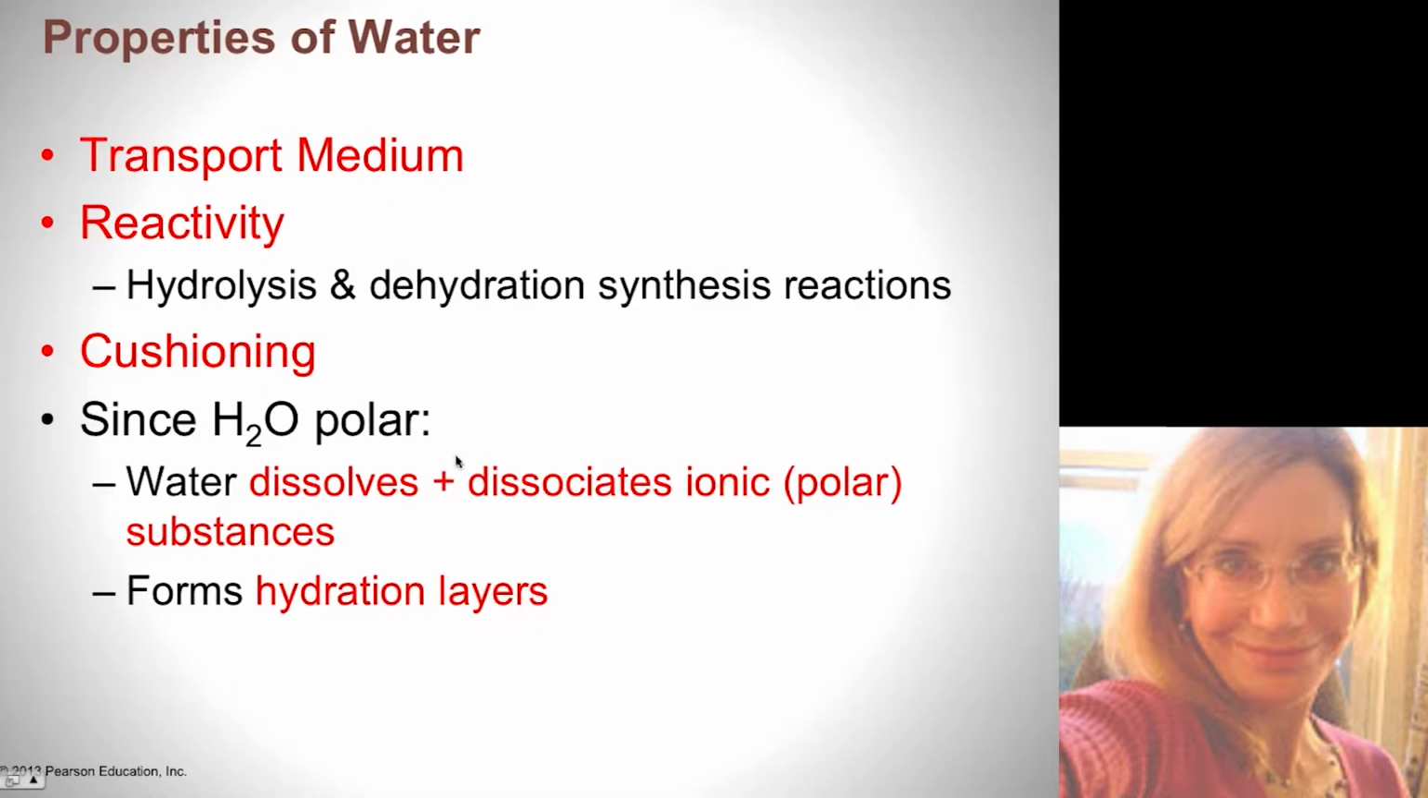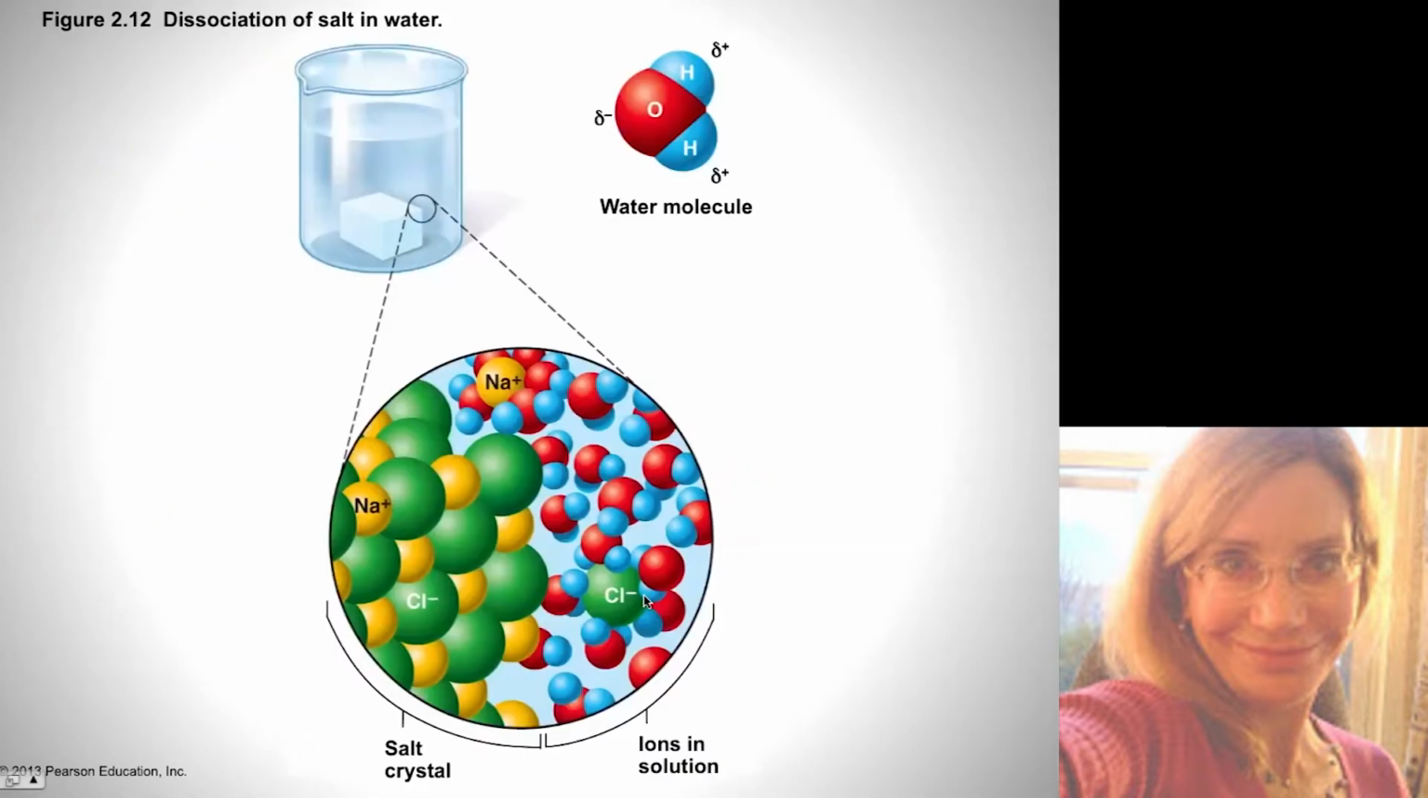Water also is great as a cushioning medium. And because water is polar, it dissolves and dissociates ionic or polar substances. Dissociate means they come apart. It does this through forming what we call hydration layers, which is illustrated right here. You have the dissociation of salt in water. So you take a salt crystal, sodium chloride, and these little water molecules, because they are polar, will surround each of these ions. And so this will dissolve that.